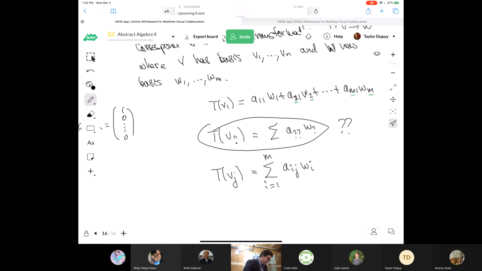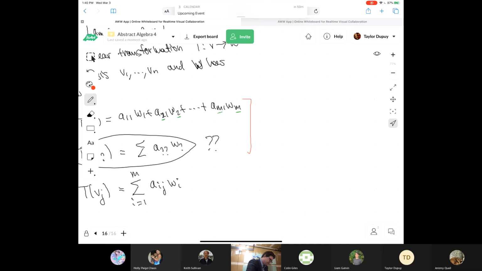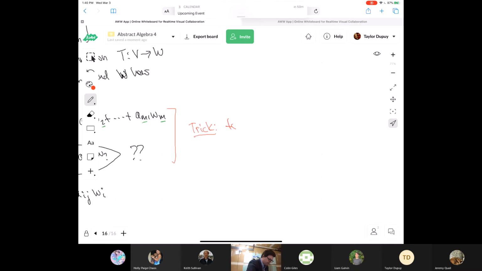All right, so the trick here, to remember the rules, is just try it out on the first thing, on V1, the first basis vector.